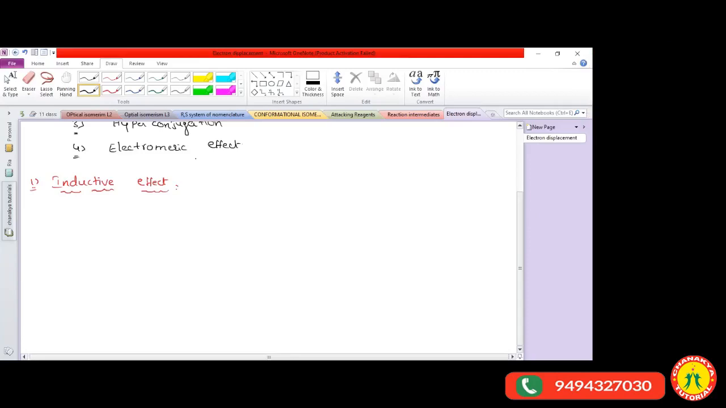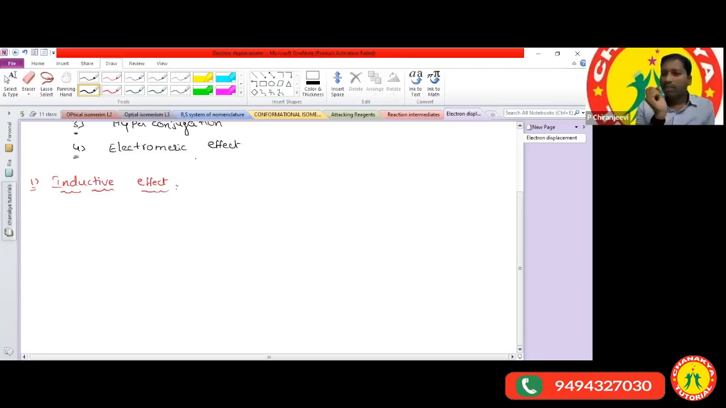Polar covalent bond, sir. Yes, ma'am. So a polar covalent bond is basically when carbon is attached to any other functional group, between the carbon and the functional group there is a partial positive charge and a partial negative charge. The charge between them is the polar effect. Very good. Simply, a covalent bond is present between two non-metals.